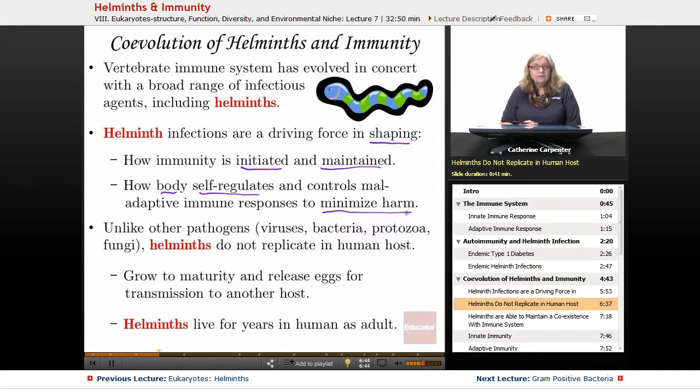They live in the adult stage in the digestive tract, for instance. They grow to maturity and they release eggs, and the eggs go on and infect other hosts. But in terms of multiplying and replicating, like for instance bacteria, the helminths do not do that. And these helminths can, as I've said, live in the human organism for many years. And they live in the adult stage for that period of time.